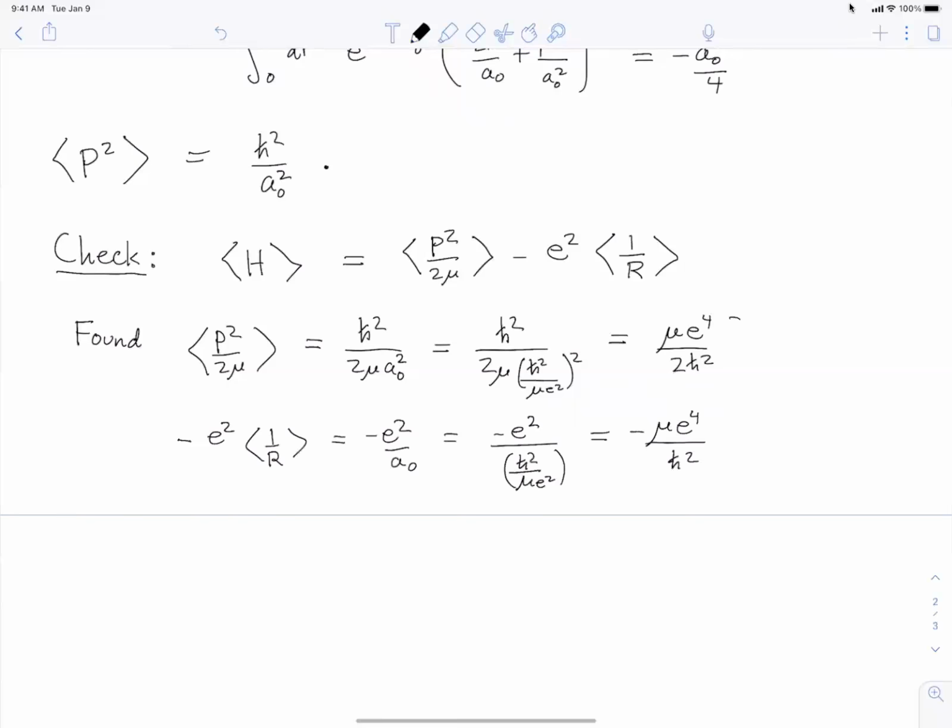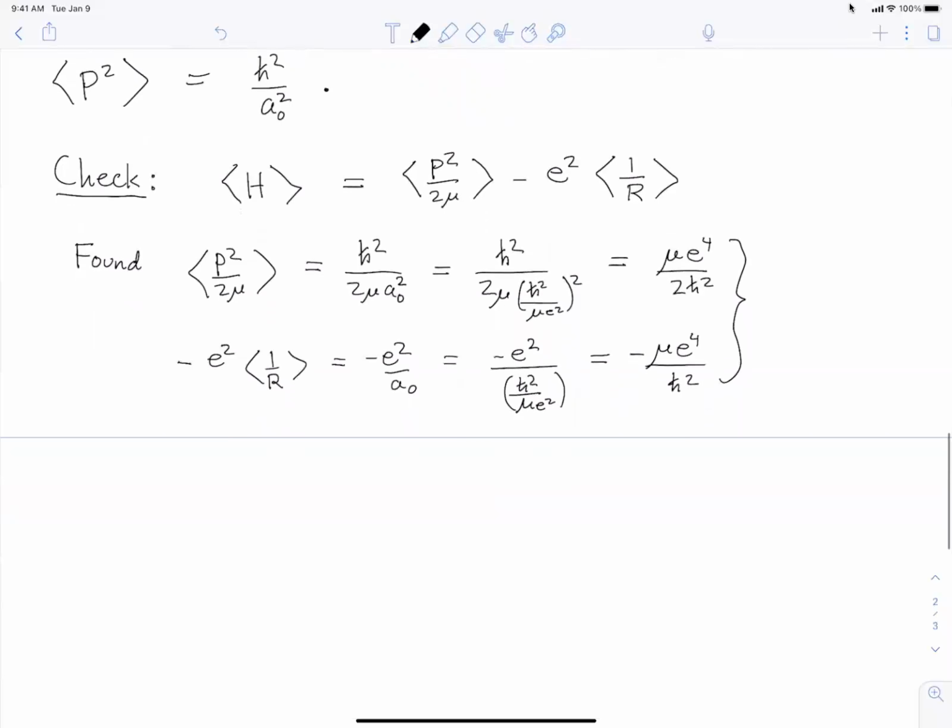And so when we add those together, the total is minus mu, the mass, times e to the fourth over 2 h bar squared, which is otherwise known as negative 1 Rydberg. Okay, which is minus 13.6 electron volts, which is indeed the expectation value of the Hamiltonian.